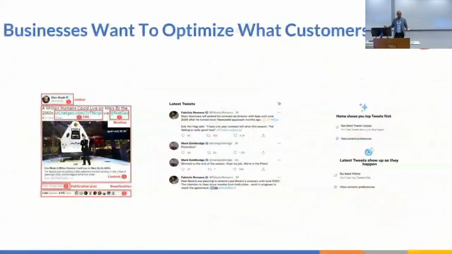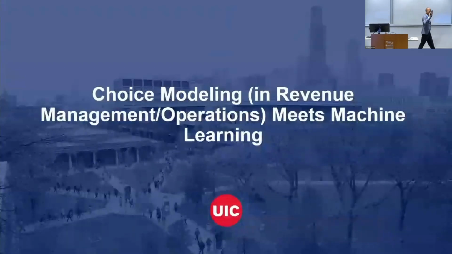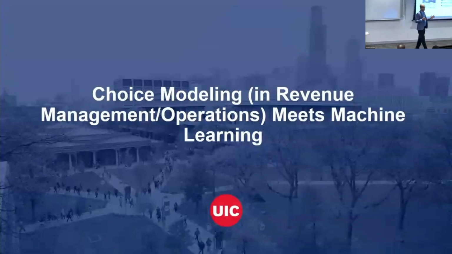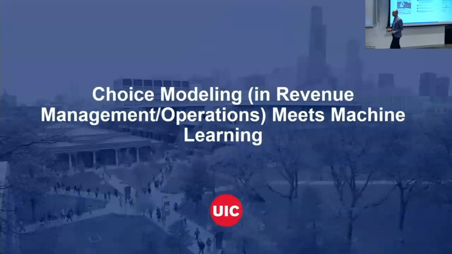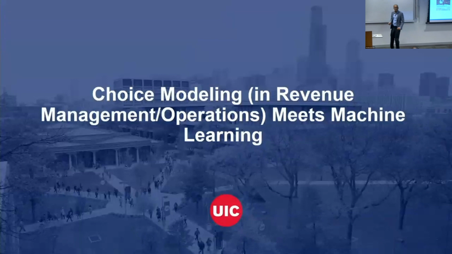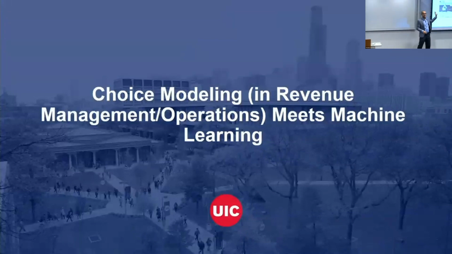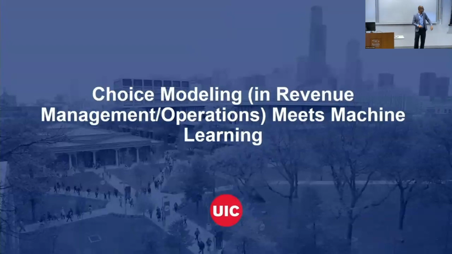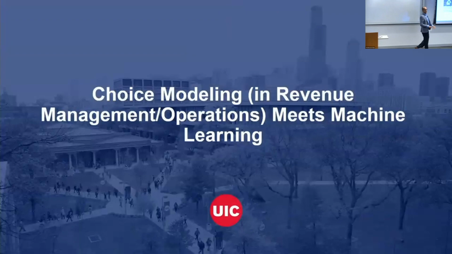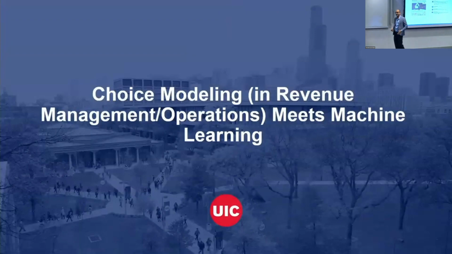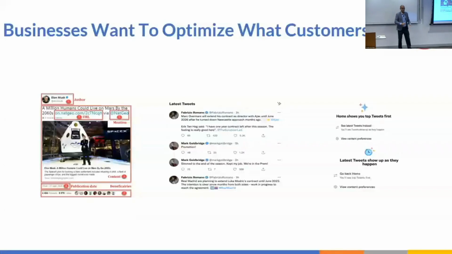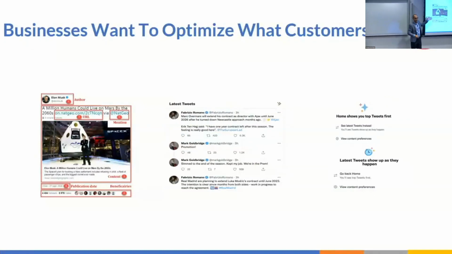So what's the objective? Businesses want to optimize what they want to show to customers. Generally in choice modeling, if you see any graphic, it's going to be about retail store optimization. Like, should we put bananas next to apples, or soft drink 1 versus soft drink 2, things like that. Here I'm showing a little bit of a non-standard situation. This is just a tweet.